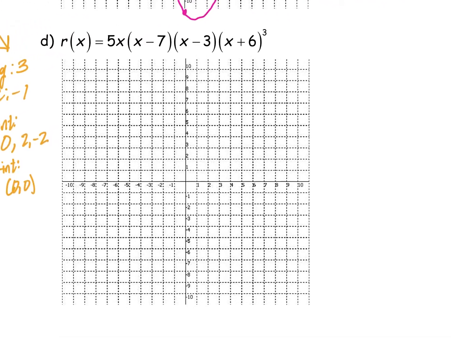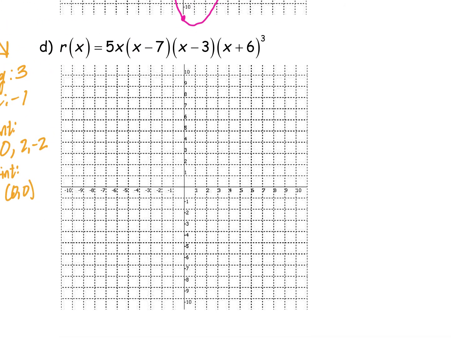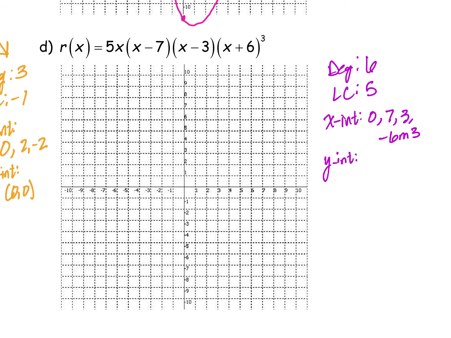Okay, number D. My degree is going to be 3, 4, 5: x squared, x cubed, and that's 6. Leading coefficient 5. So x-intercepts: set that equal to 0 is 0. Add 7 is 7. Add 3 is 3. Subtract 6 with a multiplicity of 3. Y-intercept is 0, 0.